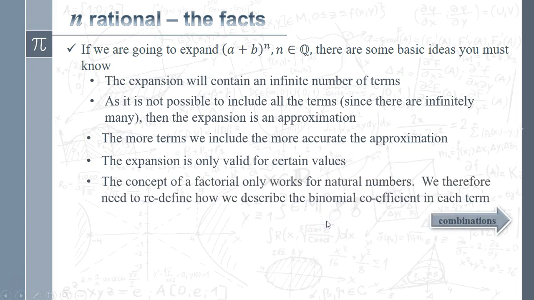And then the final point is that the concept of factorial, which is in there within our expansion that we saw previously, works slightly differently. You can't have a factorial of a negative value or a fractional value, so you can't have, for example, 4C minus 3. It just doesn't exist. So what we've got to do is redefine how we describe the binomial coefficient. So what we're going to do is have a quick look at that now and look at that reworking of it. So here we go.